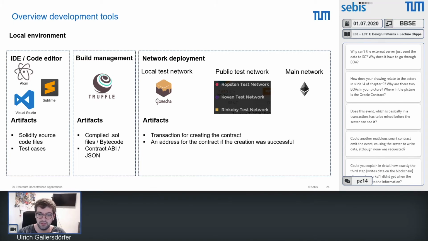It helps you to write tests for the smart contracts, to do all your daily builds and integration tests, stuff like that. In the network deployment, you can either test locally on your test network that's provided with Ganache, or you can go to public test networks, as already previously said, Ropsten, Kovan, Rinkeby, or you can directly go on the main network if you're ready for production.